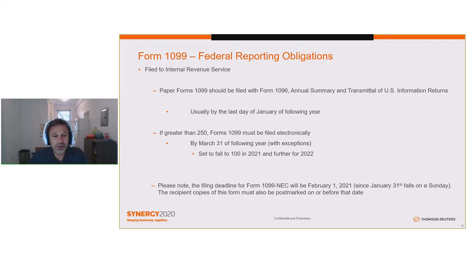If you have greater than 250 of the same 1099 forms, the IRS requires you to file electronically by March 31st of the following year. New regulations were passed to have that threshold of 250 fall to 100 in 2021 and further below that in 2022. As a result of the current ongoing 2020 situations, these rules to reduce the electronic filing threshold have been postponed. So for 2021, the electronic filing threshold will still be 250.